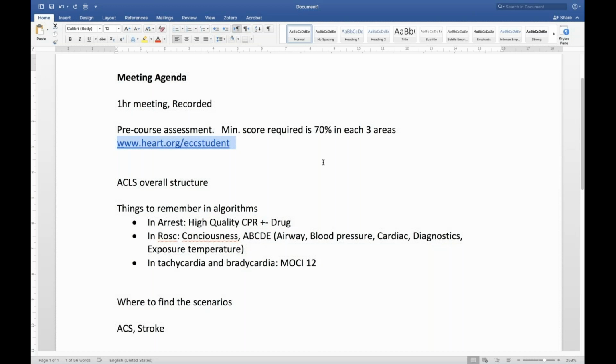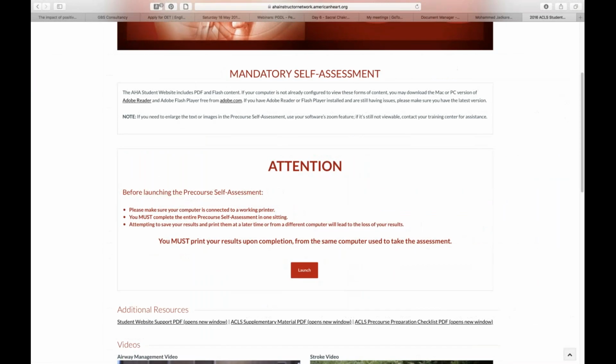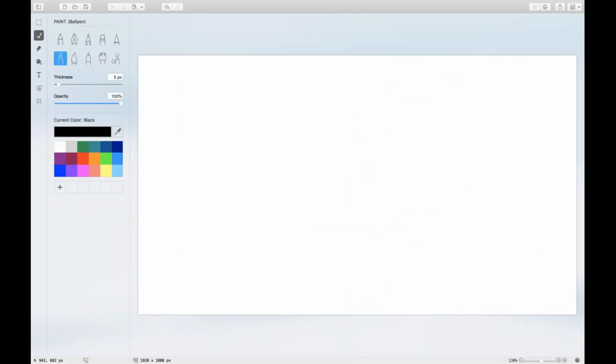Okay, guys. So, I believe everybody is clear on this. Now, let's discuss the ACLS overall structure. The structure of ACLS is basically this: we want you to deal with somebody who will collapse in front of you, or they will call you for somebody who collapsed. You don't know what's happening to him. But there is a structure on how to save this person.